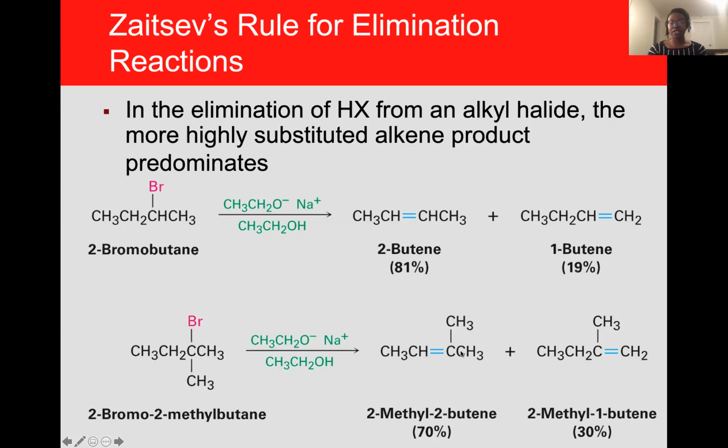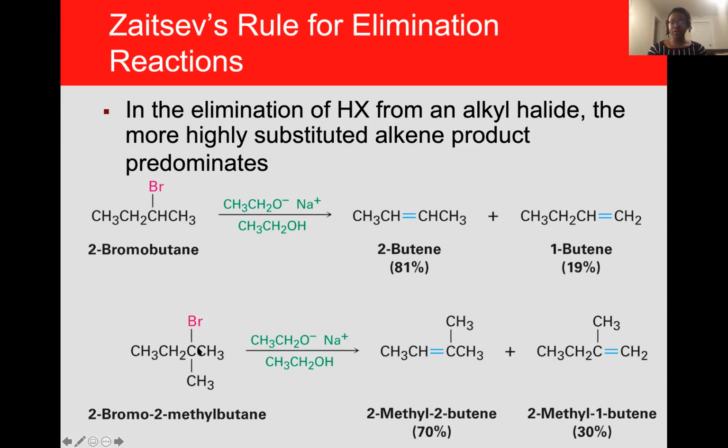This alkene is bonded to a methyl group here, a methyl group here, and a methyl group here, making it tri-substituted. Whereas this alkene is bonded to a methyl group here and an ethyl group, so it's only di-substituted. Everything else that it is bonded to is hydrogen. So because this alkene is more substituted, it will be your major product.